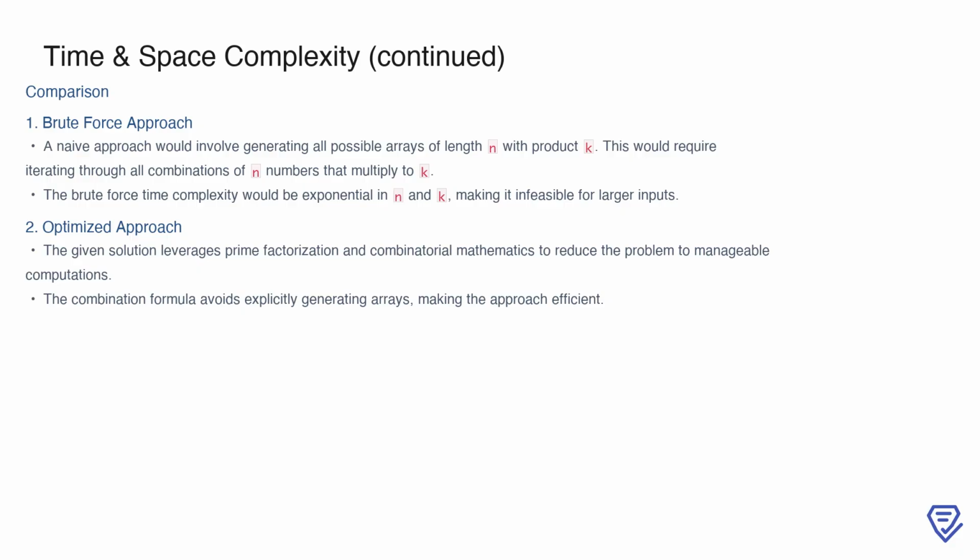In contrast, our optimized solution leverages the mathematical properties of prime factorization and combinations. By breaking down the problem into prime factors and calculating combinations directly, we avoid the need to explicitly generate arrays. This mathematical reduction significantly reduces the computational overhead, making the solution far more efficient and scalable to larger input sizes.